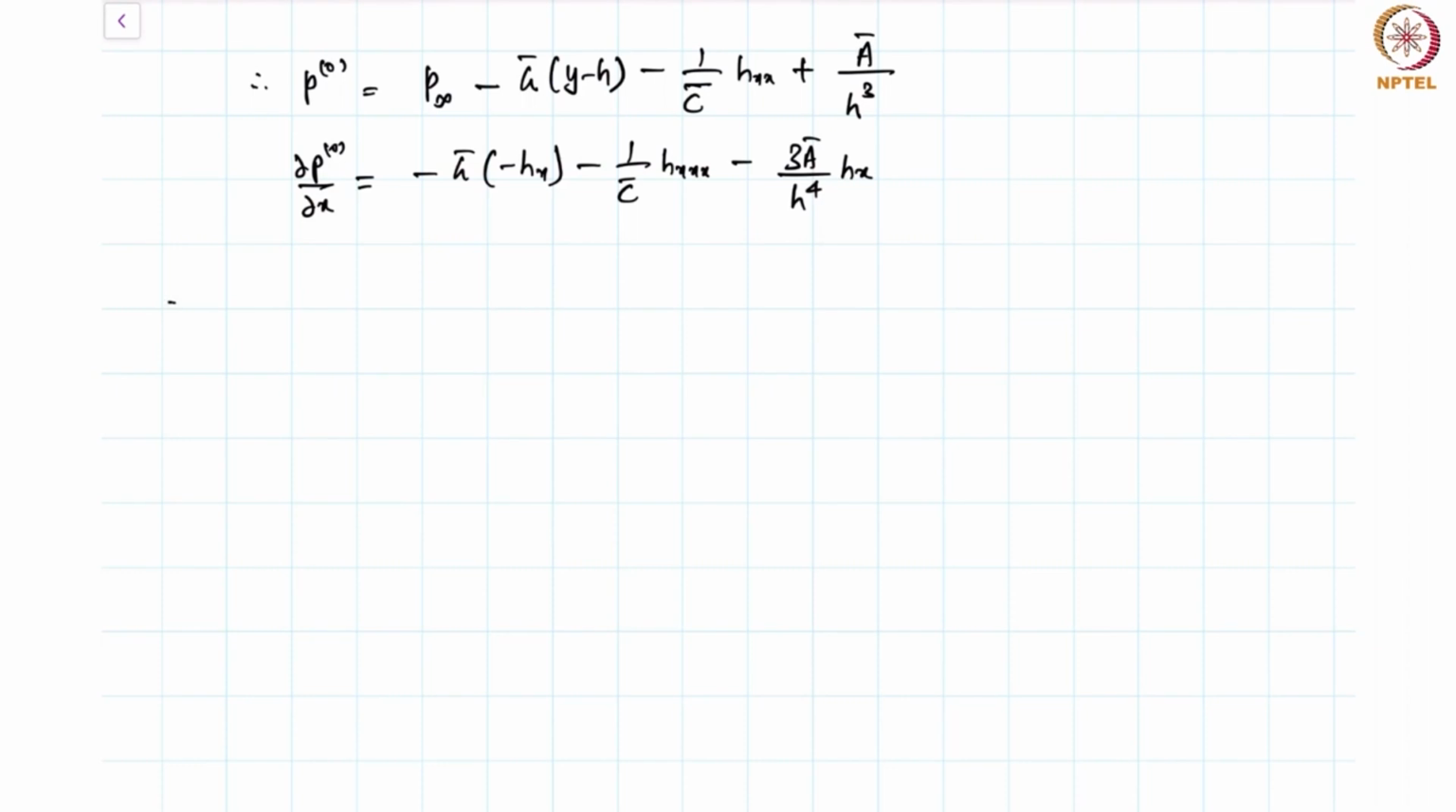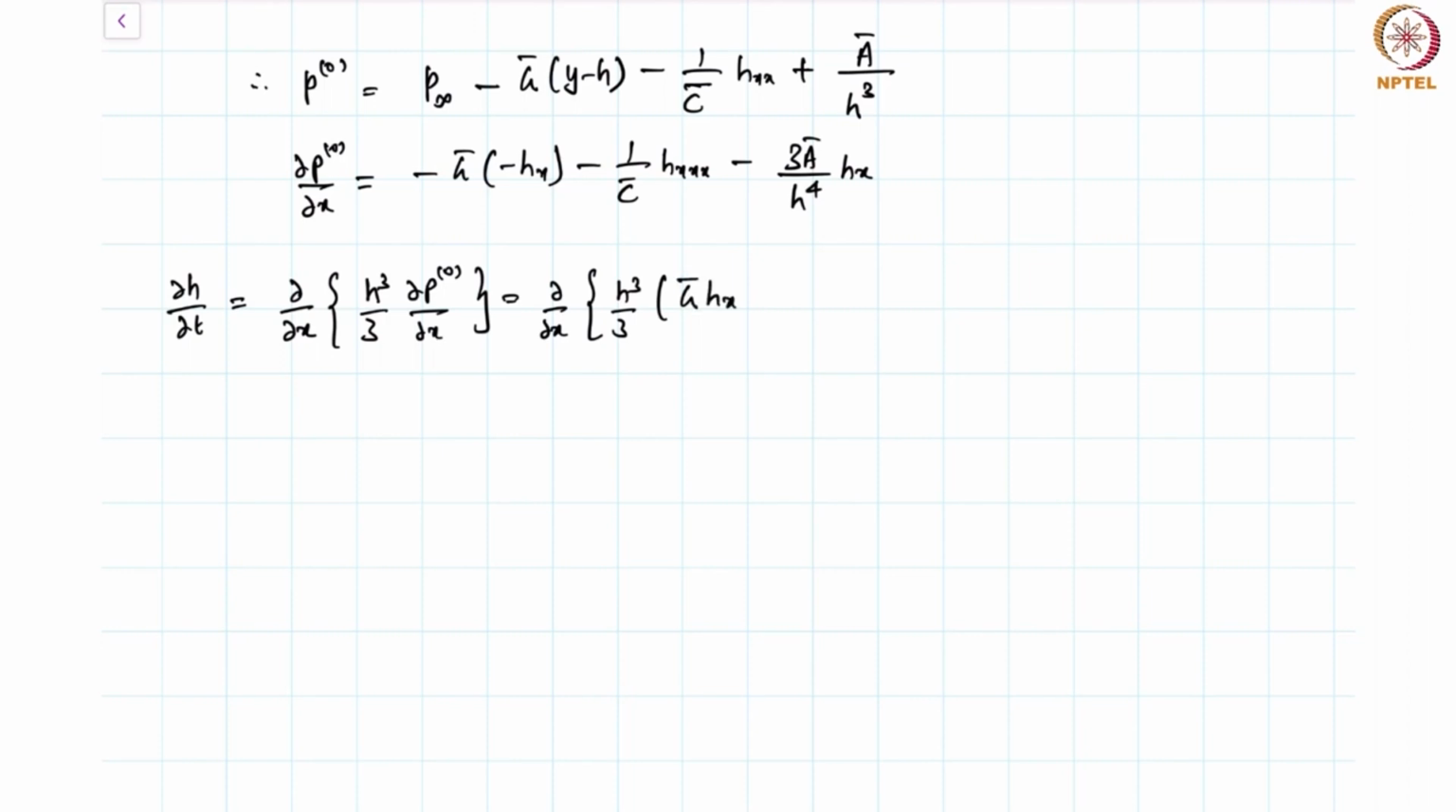Now I can substitute this into my thin film equation. Remember, the thin film equation is del h by del t is del by del x of h cube by 3 del p by del x, and this is h cube by 3 times del p del x, which we've already derived just now, G bar hx, 1 by C bar hxx, minus 3A bar by h to the power 4 hx.